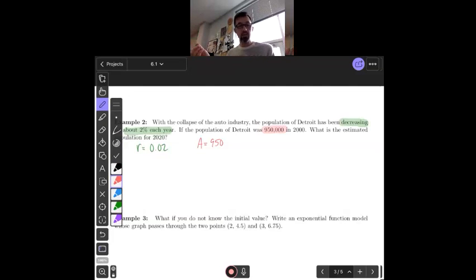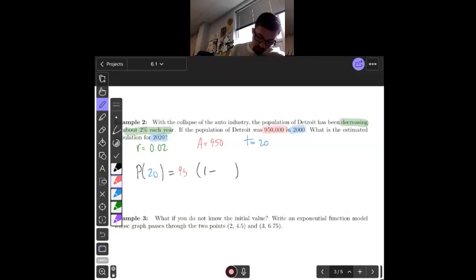You can use 950,000. You can use 950. If you change it, you've got to make sure you change it back when you're done. And then 2000 was our initial time, so 2020. So our time change here is 20 years. Very straightforward. So pretty much the same problem, just this time it's a decreasing problem. So 1 minus. So I'm finding P of 20, 950 times 1 minus 0.02, all to the 20th.